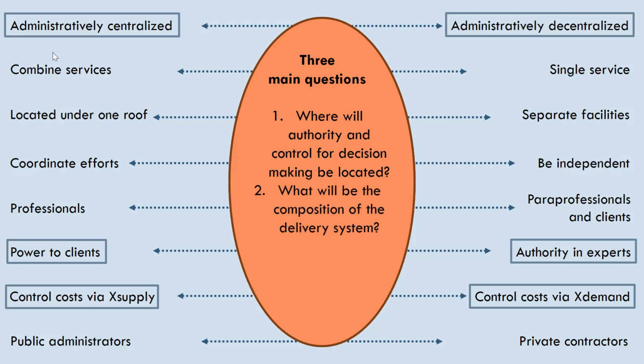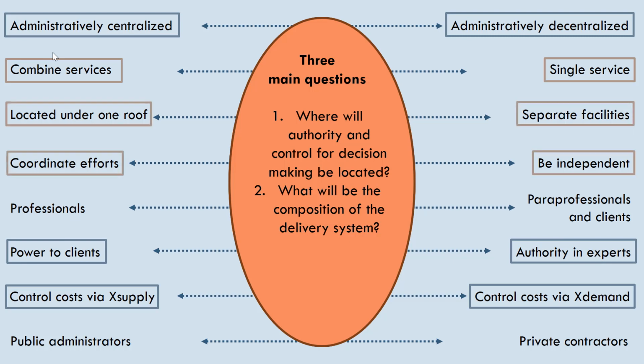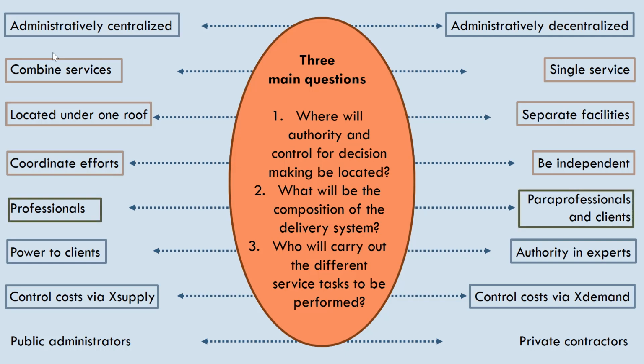When it comes to the second question, which is what will be the composition of the delivery system, this involves whether to combine services, the location of those services, and whether or not there's going to be coordination of efforts. In terms of the third question, which is who will carry out the different service tasks to be performed, this is where we're talking about professionals or paraprofessionals and public versus private. So now let's go through each one of these, and I will discuss the benefits first and then the drawbacks.